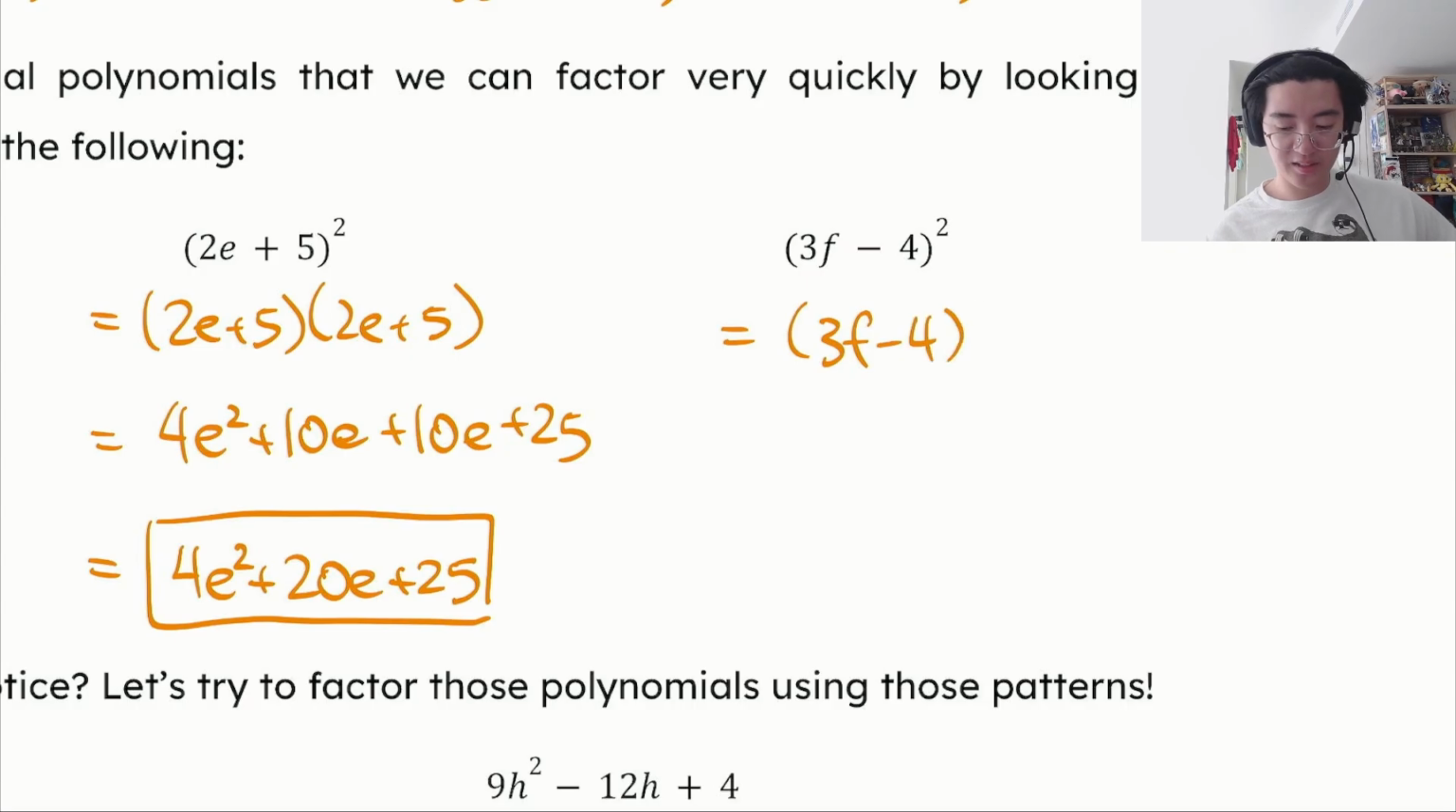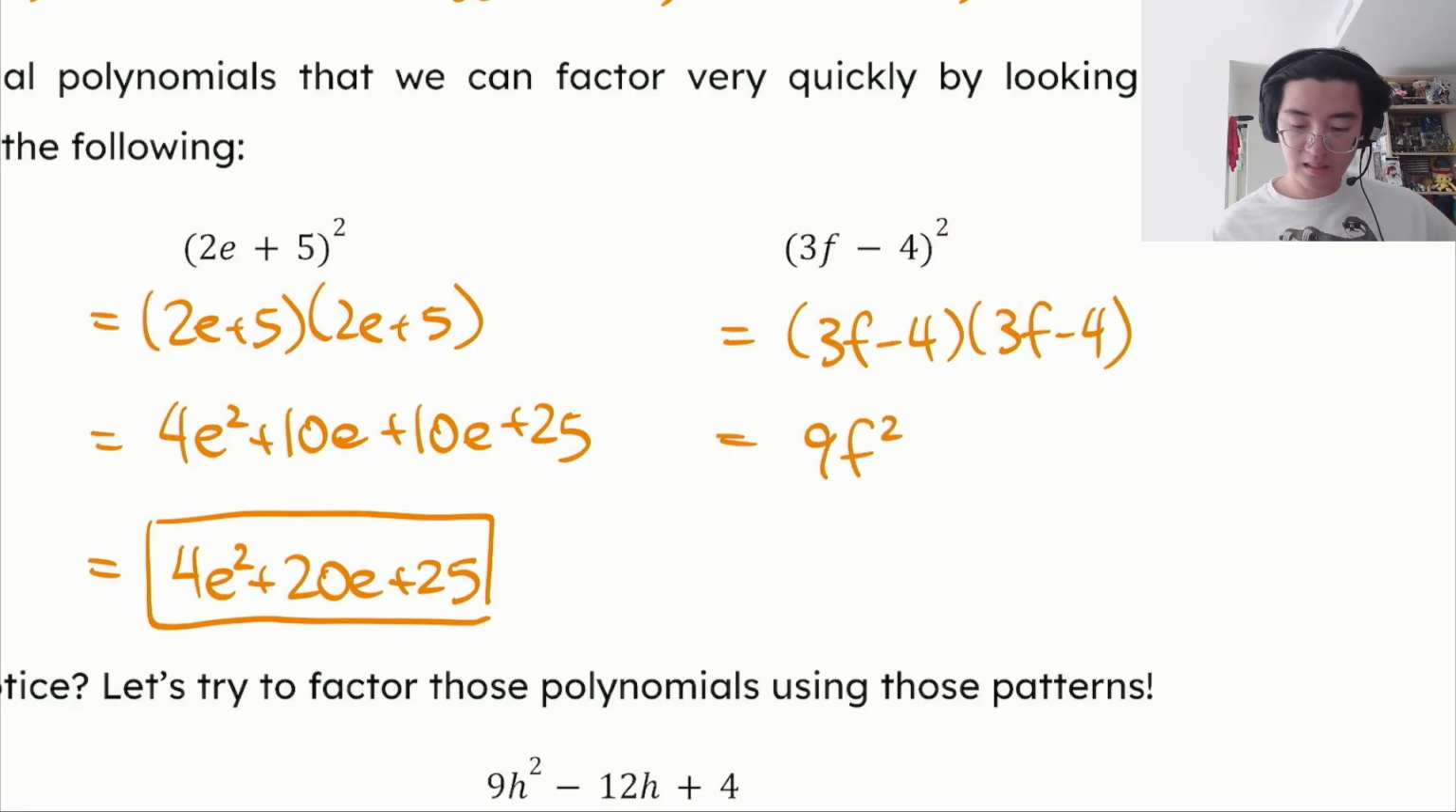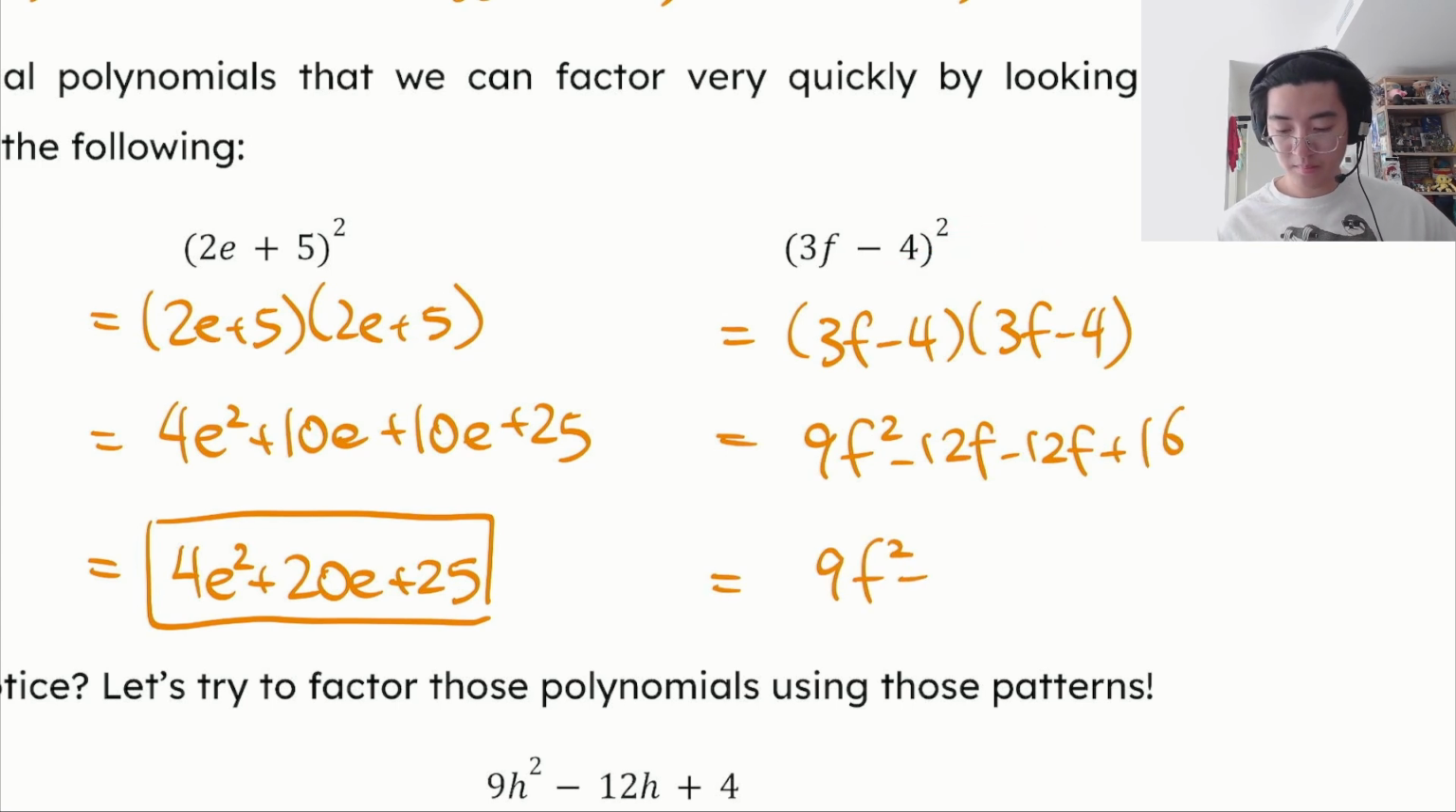Okay, how about negatives? So this times this. 3f and negative 4. Negative 4, 3f. And then negative 4 times negative 4. Right, so what patterns do we see here when we expand those?